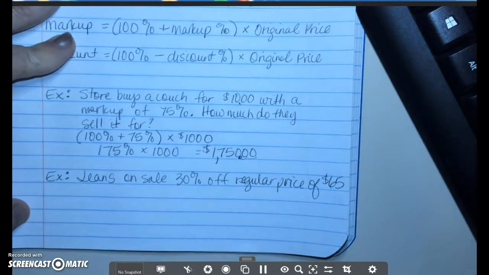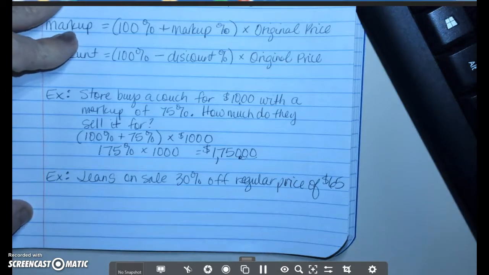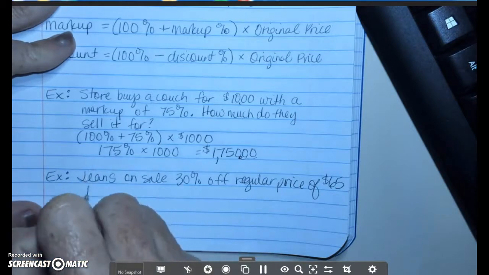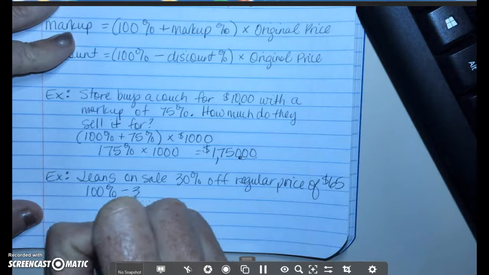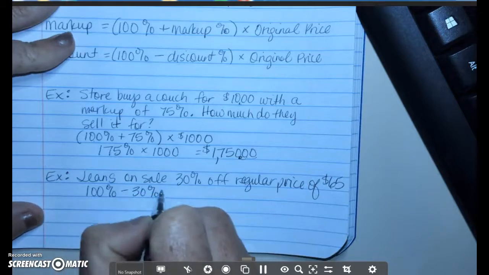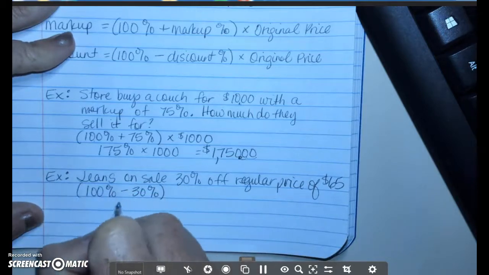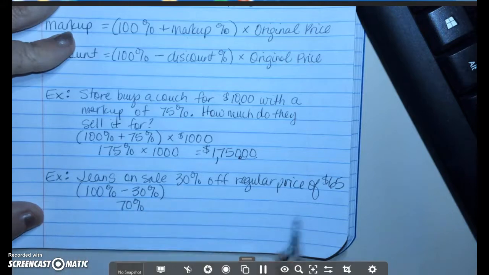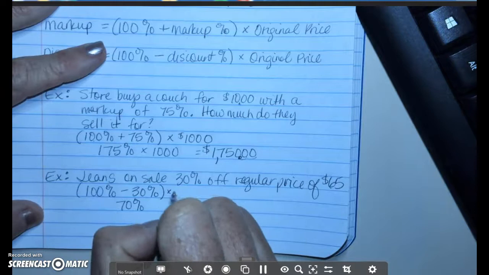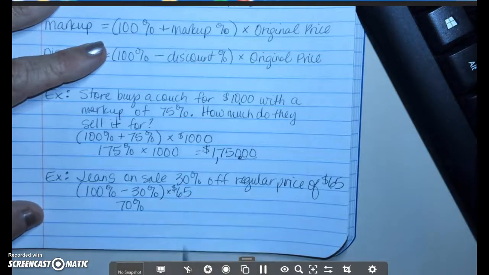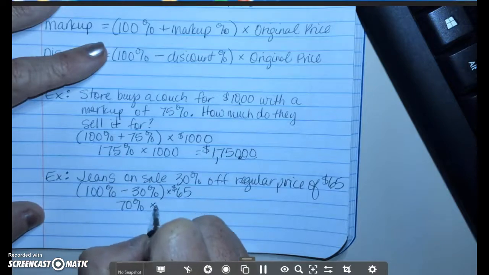So, Courtney, are we going to add our percentage or subtract our percentage if it's a discount? We're going to subtract it, right? So, what's 100 minus 30%? What's that? 70%. And what's the original price of the jeans? $65. So we're going to multiply it by $65. Okay? So 70 times 65.